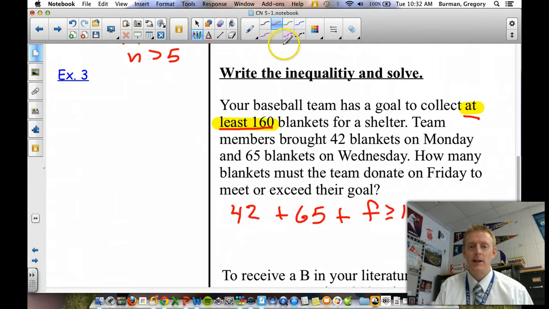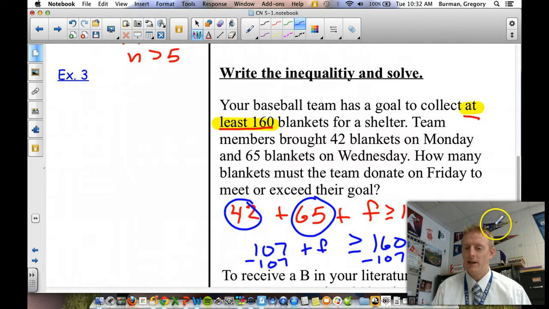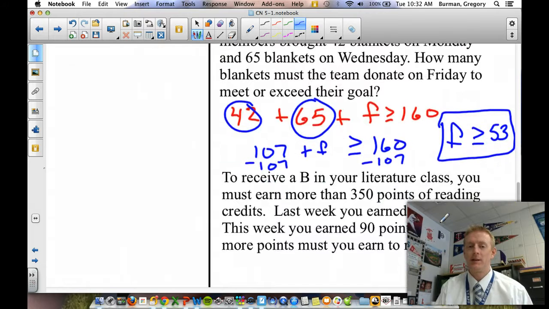So we add these two numbers together, we combine our like terms. 65 plus 42 is 107, plus our f has to be greater than or equal to 160, minus 107, minus 107, and we find out that f is greater than or equal to 53. So f is greater than or equal to 53. And that's how many they need to bring in, at least 53, to meet their goal of 160 blankets.